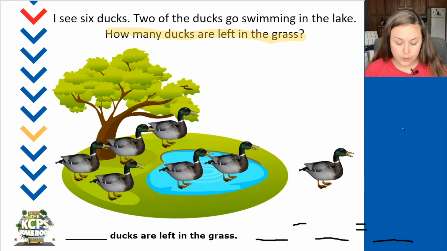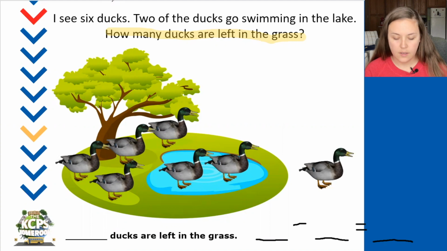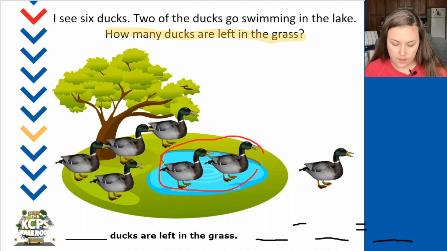Now I can use my model to tell how many ducks are in the grass and how many ducks are in the lake. Using your finger, can you circle the group of ducks that are in the lake? Which group of ducks do you see in the lake? I see this group of ducks in the lake. That means the other ducks are not in the lake.